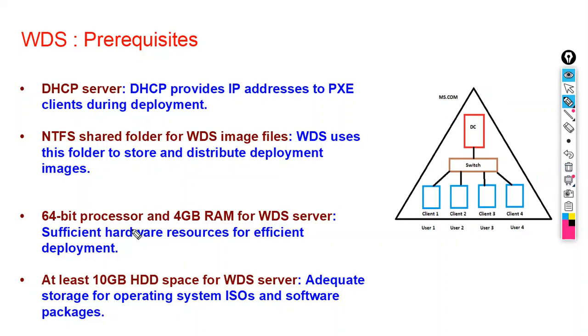Then you should have a 64-bit processor and 4 GB RAM for the WDS server. So sufficient hardware resources for efficient deployment. This is the hardware requirement for the WDS server, and at least 10 GB hard disk space for the WDS server. So adequate storage for the operating system ISO and software packages. We need at least 10 GB hard disk to save the ISO images and software packages.